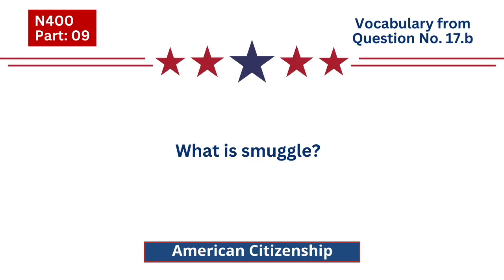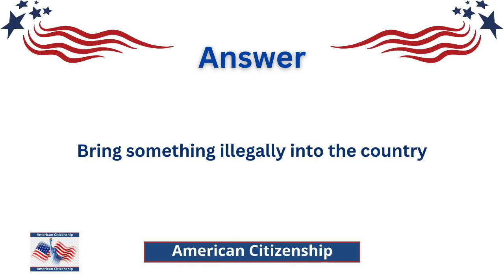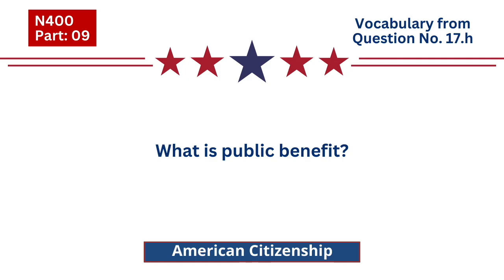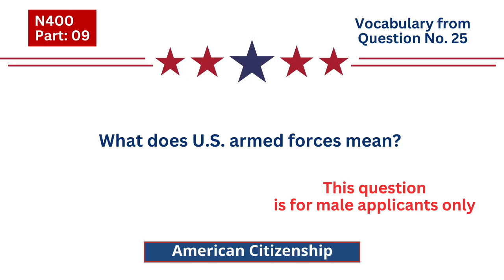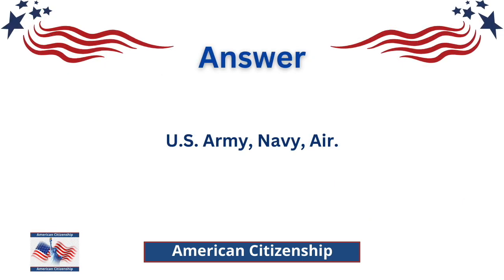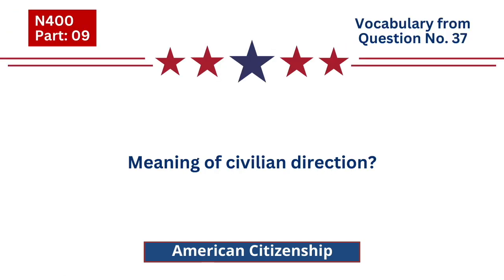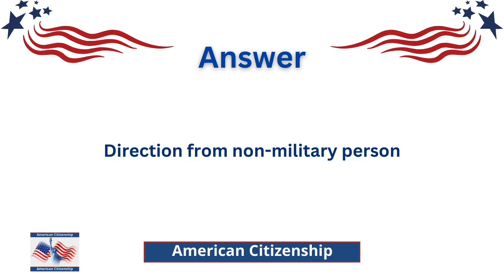What is smuggle? Bring something illegally into the country. What is public benefit? Money from the government, such as food stamps. What does U.S. Armed Forces mean? U.S. Army, Navy, Air. Meaning of civilian direction? Direction, from non-military person.